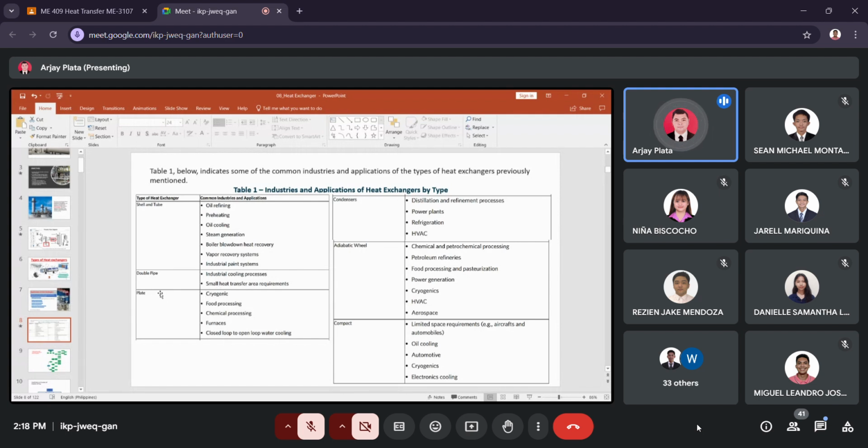The plate and frame is commonly used in cryogenic, food processing, chemical processing, furnaces, and closed loop water cooling. Condensers are used for distillation and refinement processes, power plants, refrigeration, and heating, ventilation, and air conditioning. So we have different industries and applications of heat exchangers by type.